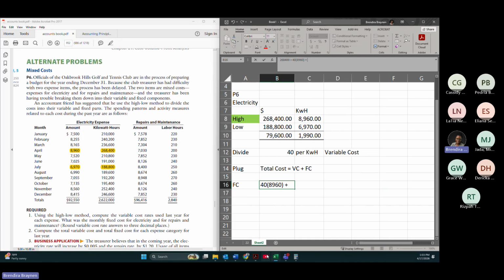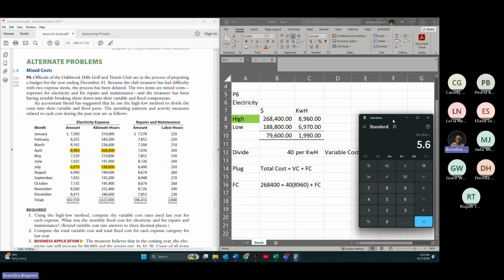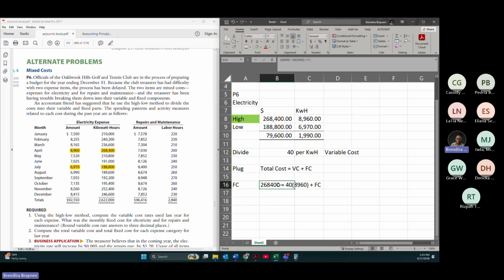And then I add my fixed cost, I don't know my fixed cost, that's my missing information. So from there, I could take out my calculator. 40 times 8,960 is 358,400. So if I was to write it out, 358,400.